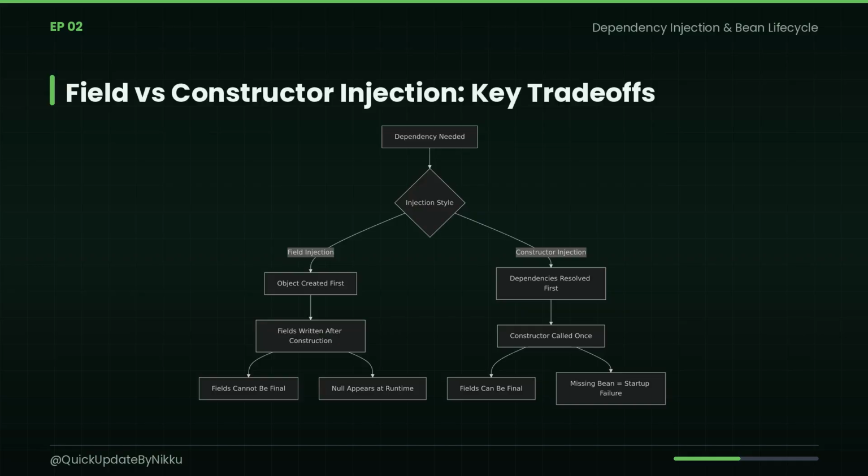The fundamental sequence is what separates the two approaches. With field injection, the object is constructed first and dependencies are written into it afterward, which is why the fields cannot be final and why missing dependencies surface at runtime. With constructor injection, all dependencies must be resolved before the constructor is ever called, so the fields can be declared final and any missing bean causes an immediate startup failure. The order of operations is everything.